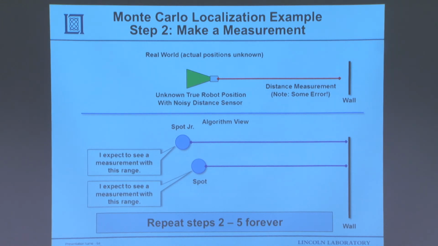We take another measurement of the environment, our hypothesized particles imagine how far they are from the wall, then we compare our actual measurement with our hypothesized measurement, weight them, resample them, and update based on the next movement, on and on forever until you reach your goal or you run out of batteries or something.